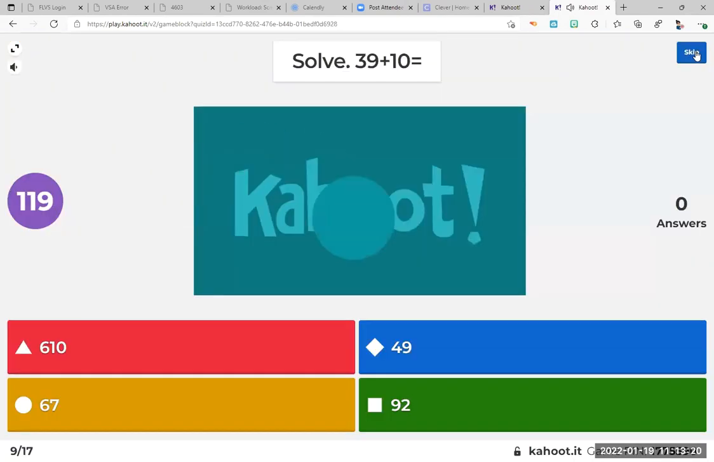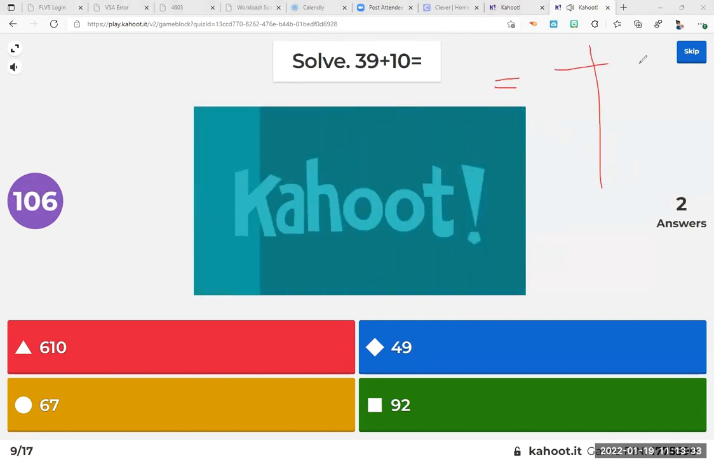Let's do 2 more. 39 plus 10. Do your ones first. You can even make a T-chart. Look how easy this is. How many ones and how many tens? Ones, 9, 0. How many tens? I don't need to carry any over. Okay, that's the whole answer.